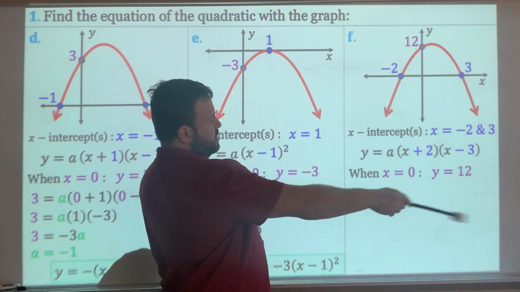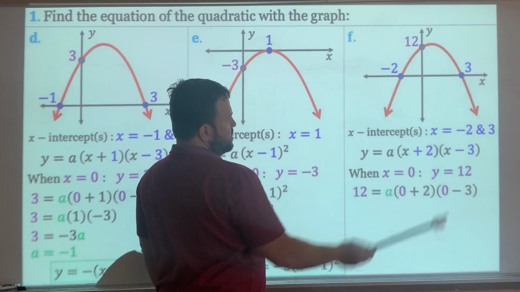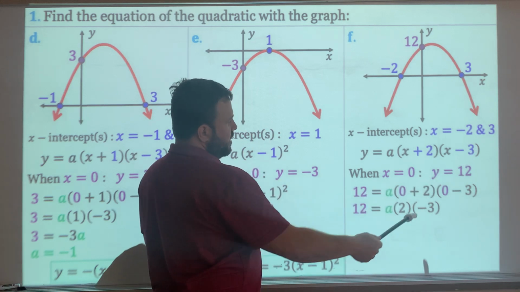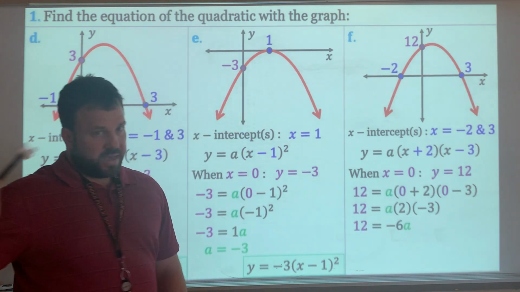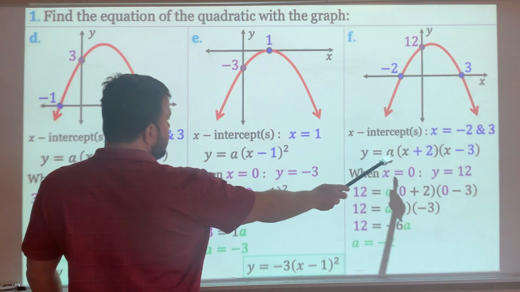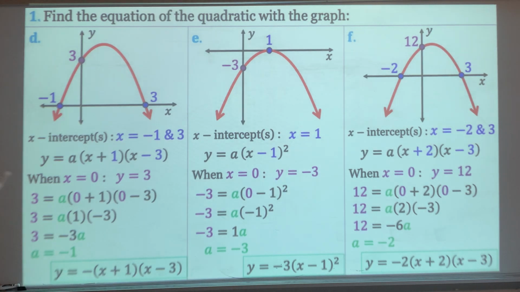All right, now let's plug it in. 12 equals a, 0 plus 2, 0 minus 3. 12 equals a times 2 times negative 3. Negative 6a equals 12, and a equals negative 2. All right? Y equals negative 2, x plus 2, x minus 3. There is D, E, and F.